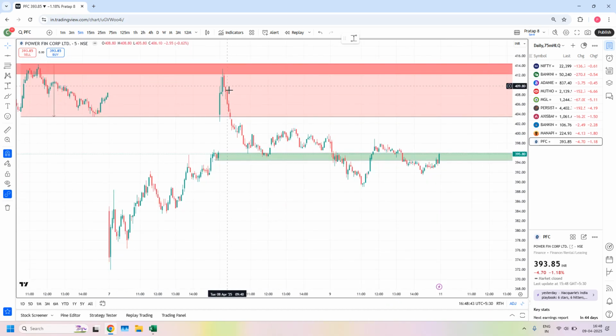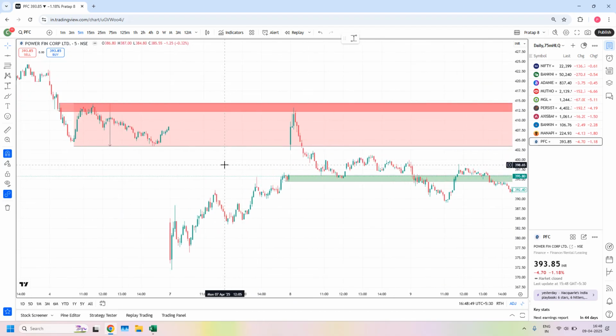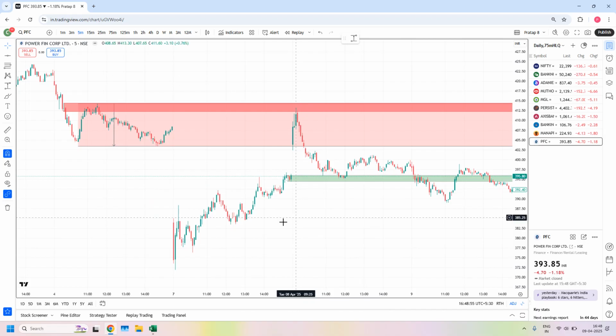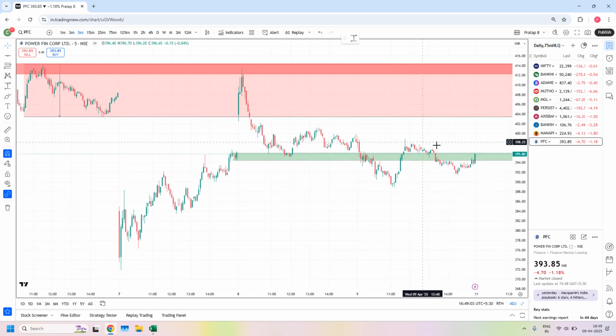I just want to tell you how powerful this concept is. Yesterday, because we did not identify it with the help of our software, we missed this trade. Otherwise it could have been a very good profit. So this is the one we missed yesterday. But anyway, today price did not reach.